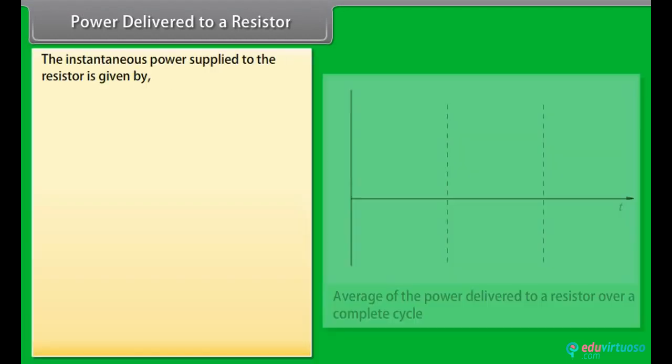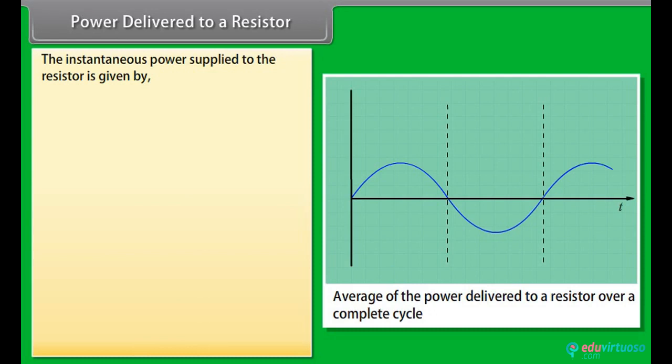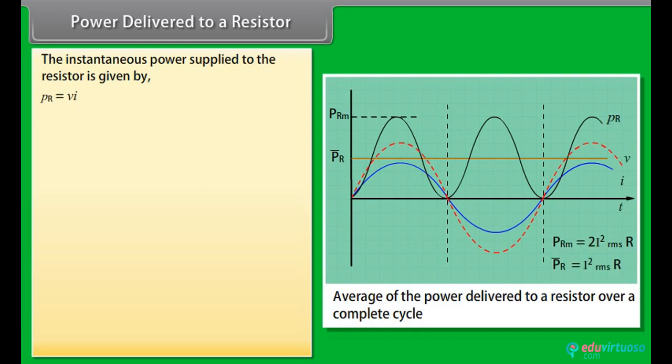Power delivered to a resistor. The instantaneous power supplied to the resistor is given by PR is equal to VI, which is equal to the product of Vm sine omega t and Im sine omega t. It can be written as PR is equal to product of Vm, Im and sine square omega t.